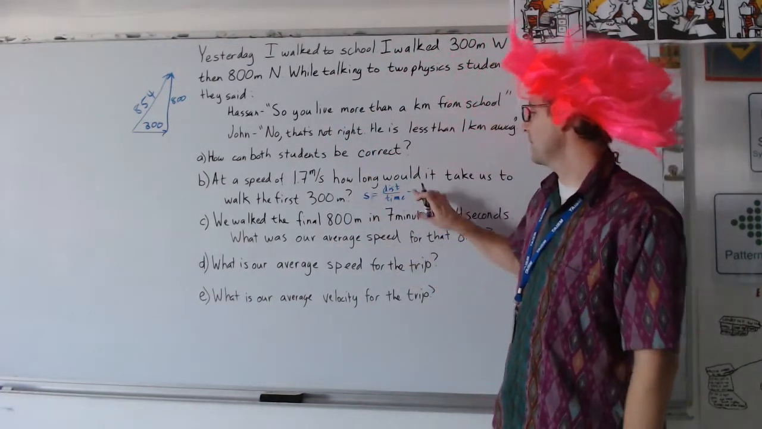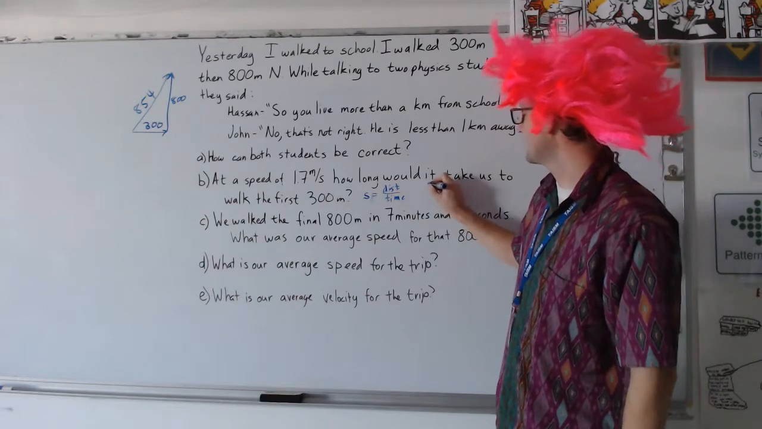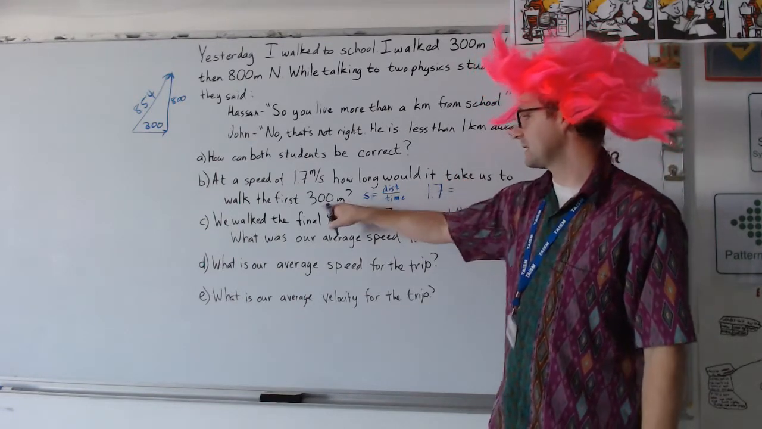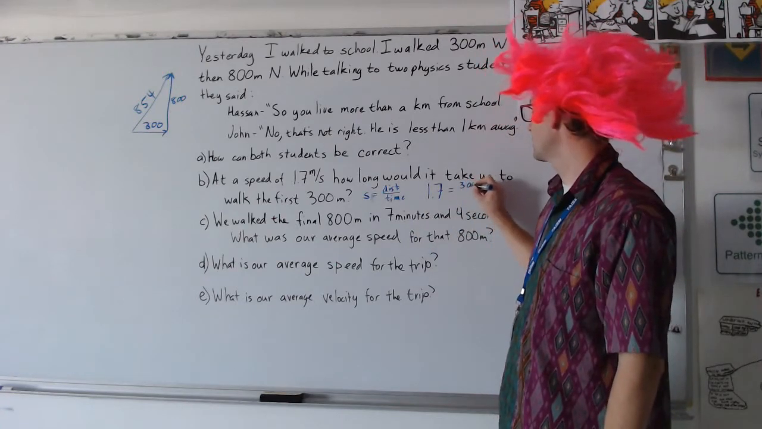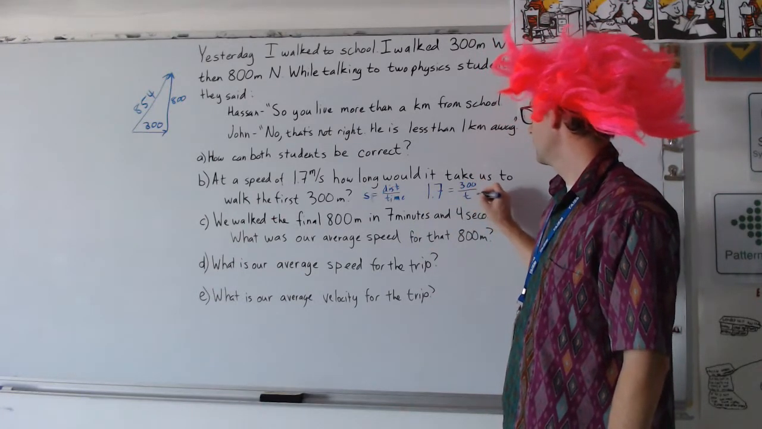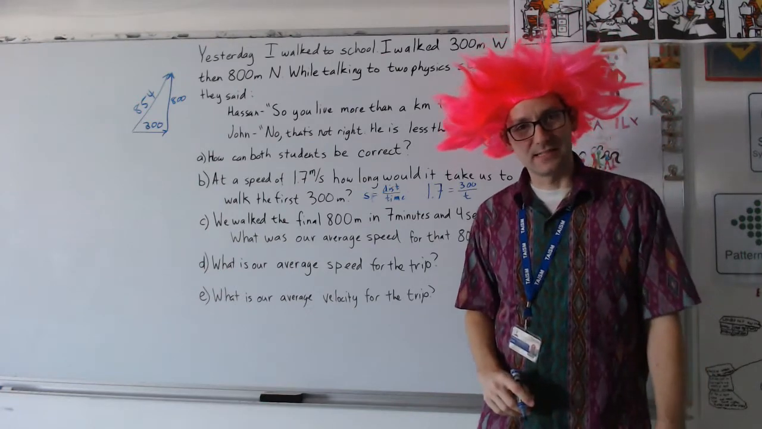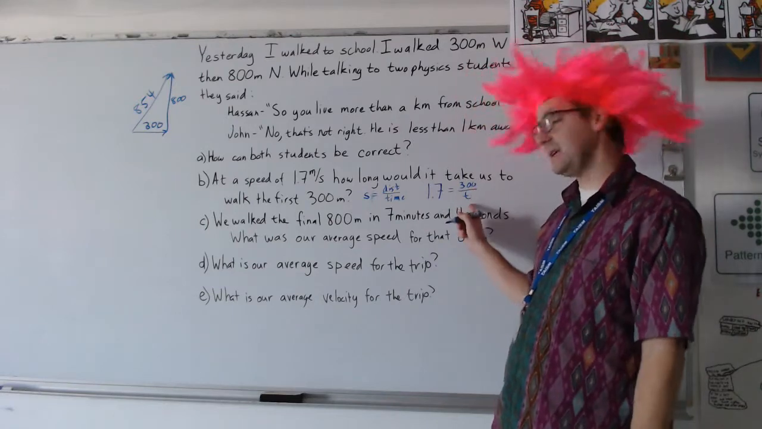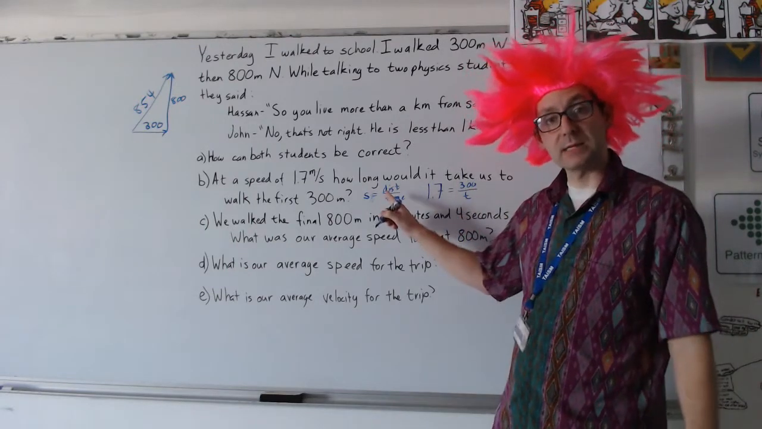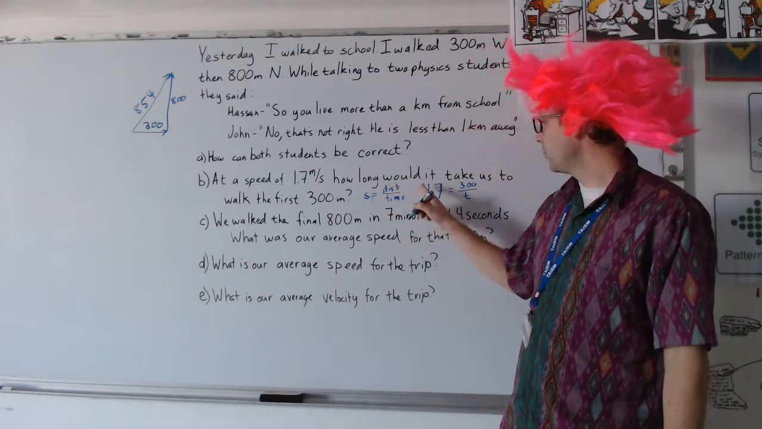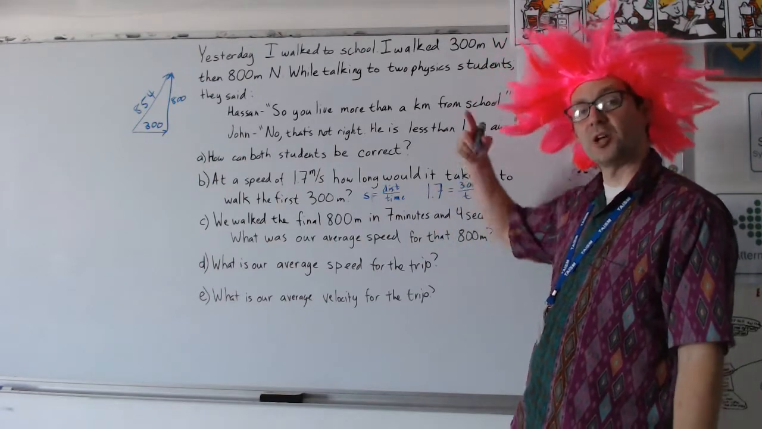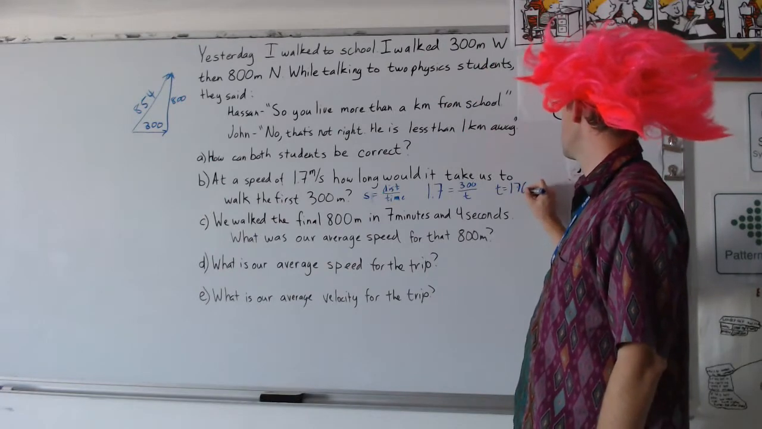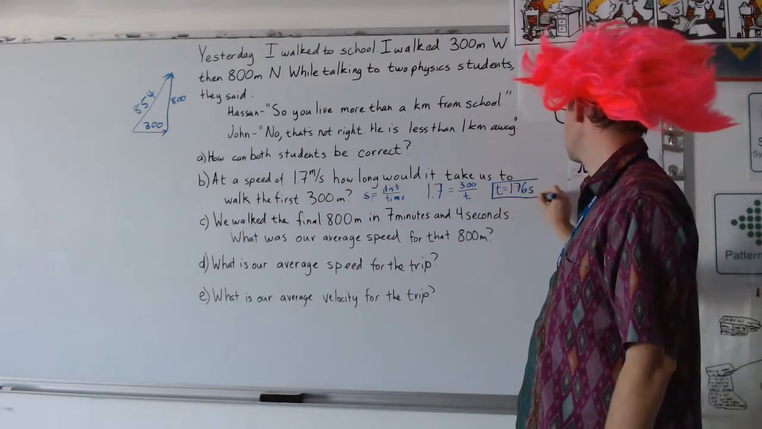Because I can then say my speed is 1.7, which is equal to the distance, which is 300 meters, divided by the time that it takes to get there. Okay? Again, just like in the previous question, we need to get that t off the bottom. So I'm going to multiply both sides by t, and then it'll be 1.7 t equals 300, and then I'll divide by the 1.7. The time is 176 seconds.